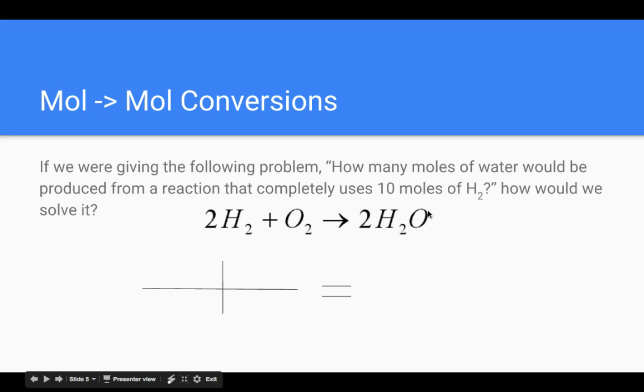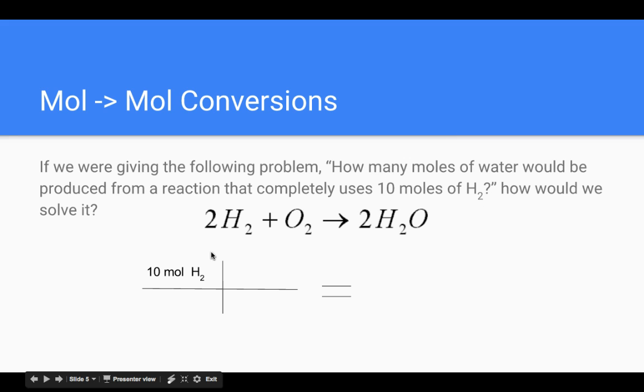So when we're given a problem that says how many moles of water would be produced from a reaction that completely uses 10 moles of H2, we'd solve it like we would a normal unit conversion problem. The first step is to write down what we know, which is that we have 10 moles of H2 that gets used.